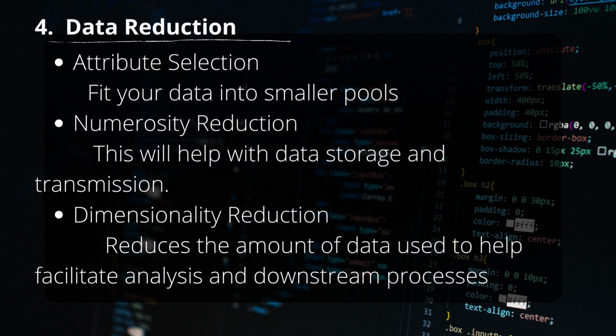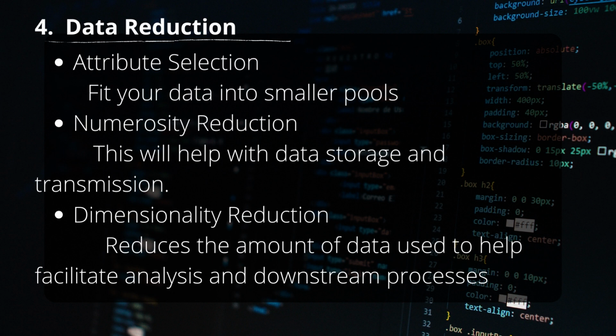Similar to discretization, attribute selection can fit your data into smaller pools. Another thing you can do in data reduction is numerosity reduction. This will help with data storage and transmission. You can use a regression model, for example, to use only the data and variables that are relevant to your analysis. And finally is dimensionality reduction.